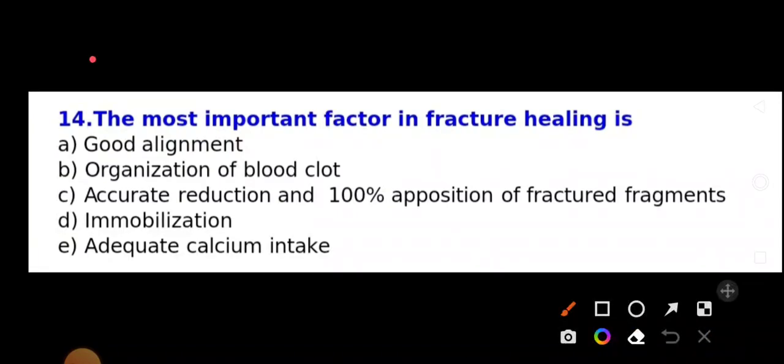The most important factor in fracture healing is a gold standard MCQ. Good alignment, organization of blood clot, accurate reduction and 100% apposition of fracture fragments, immobilization, adequate calcium intake. So the most important factor in fracture healing is immobilization, guys.